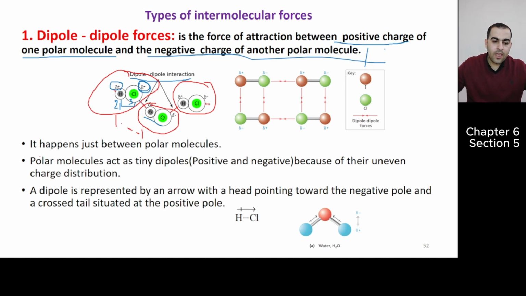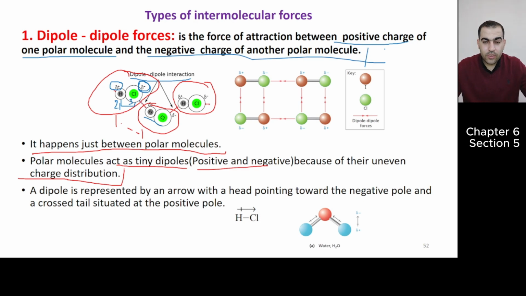As I said, dipole force happens only between polar molecules, and it's the attraction between positive and negative. Polar molecules act as tiny dipoles, positive and negative, because of uneven distribution of charge, which means electrons are not equally shared. Guys, a dipole is represented by an arrow. Look at HCl. We said chlorine is partially negative and hydrogen partially positive.